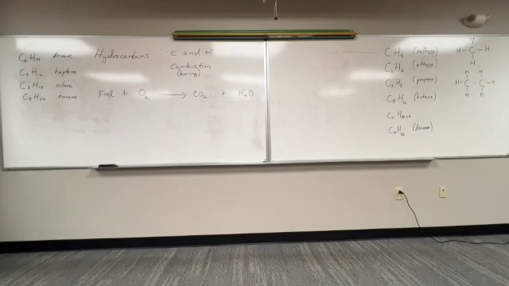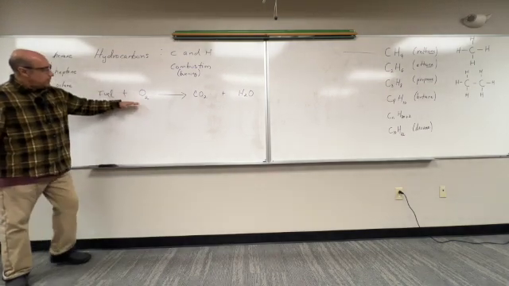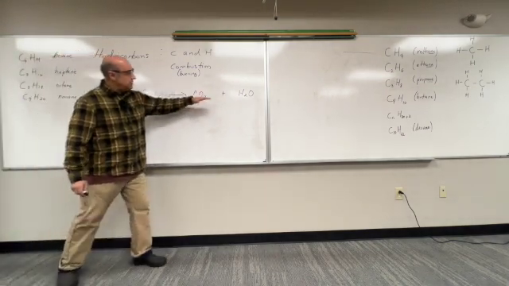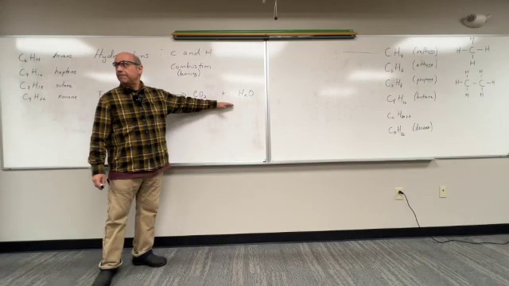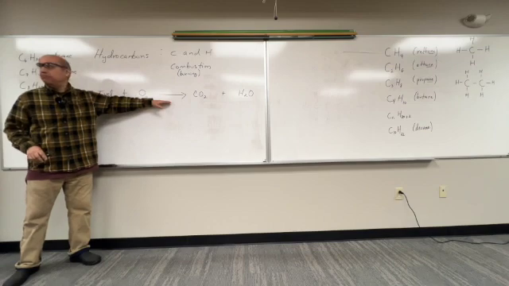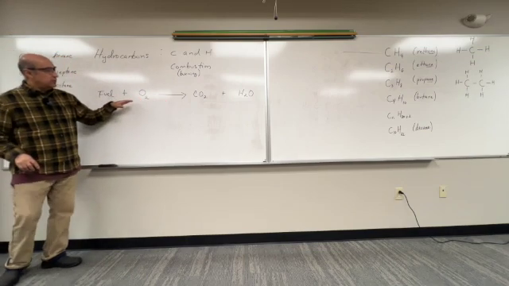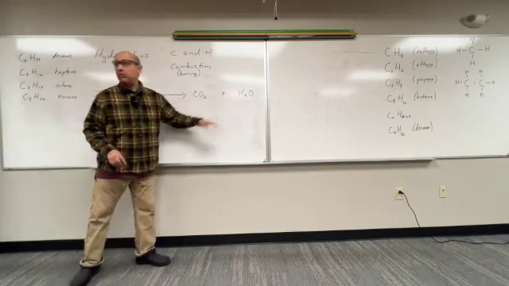Now, this is a chemical equation. Chapter 8 is about chemical equations. You have something, then an arrow, and then something. All chemical equations have an arrow. They have something before the arrow and something after the arrow.